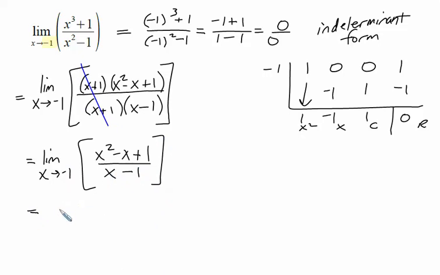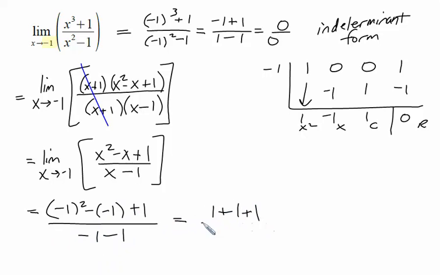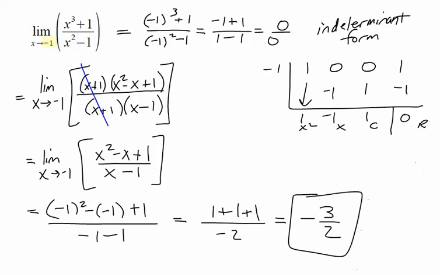And now we plug in the value of negative 1, so we get negative 1 squared minus a negative 1 plus 1 all over negative 1 minus 1. This is going to be 1 plus 1 plus 1 all over a negative 2, which means our final answer is going to be negative 3/2 for the limit. Notice again that once we plug in the value of x, that's when we get rid of the limit notation. But otherwise, fairly straightforward. Factor, cancel, plug in, evaluate.